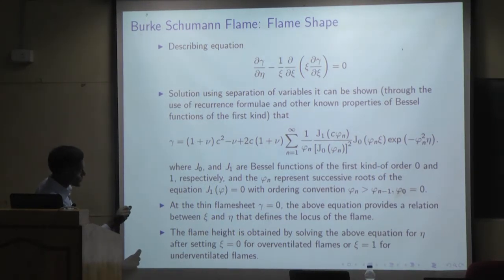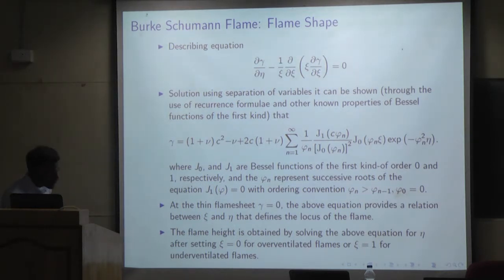That's gamma. So again, it's integration of that equation. That's the expression for gamma. So that tells you, that's it. Where J0 and J1 are Bessel functions, right? And the phi n are the roots of the Bessel functions, J1 of phi n equals 0, all right?